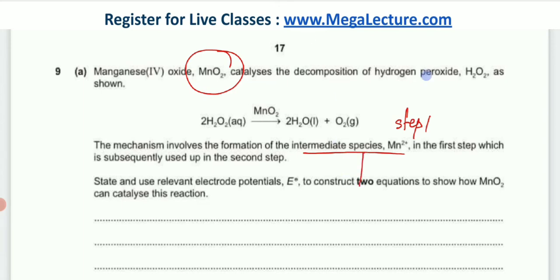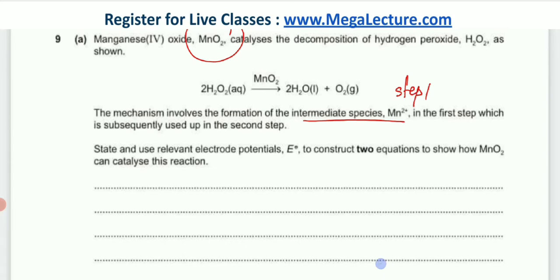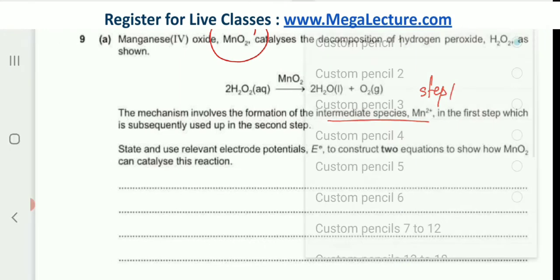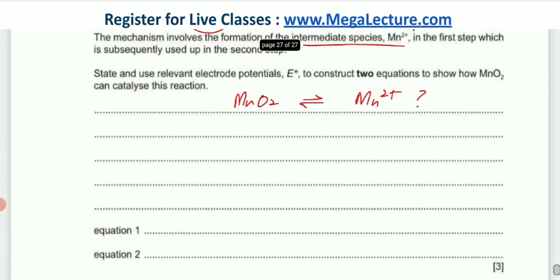Now, one thing is provided, and that is that in step 1, MnO2 and Mn2+, there is a reaction that's going on. So there is something happening between MnO2 and Mn2+. So I need to figure out what the electrode reaction is, and the reactant that I have is H2O2. So let's open our data booklet first and try and figure out this reaction.